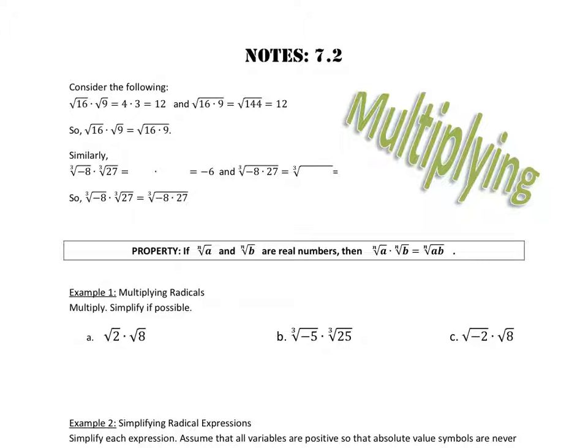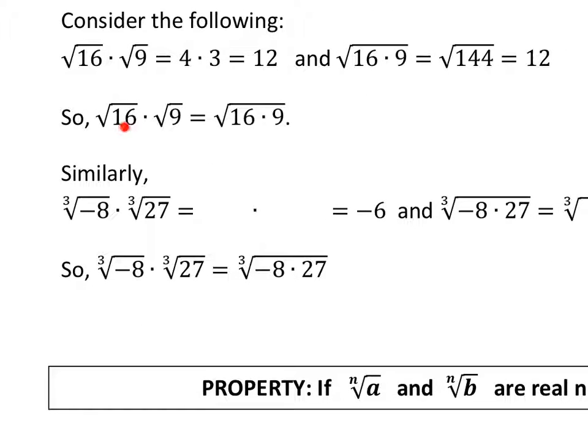Anyways, okay, so consider the following. Square root of 16 times square root of 9. Well, what's square root of 16? 4. What's square root of 9? 3. Multiply them together? 12. Now think about this: square root of 16 times 9. 16 times 9 is 144. What's square root of 144? 12. So either way, you get the same answer. That must mean that square root of 16 times square root of 9 is the same thing as square root of all of it, 16 times 9.